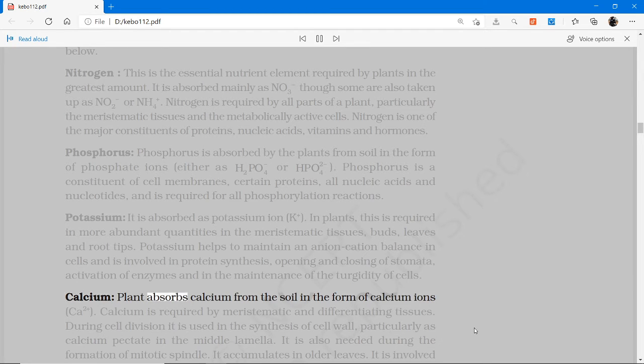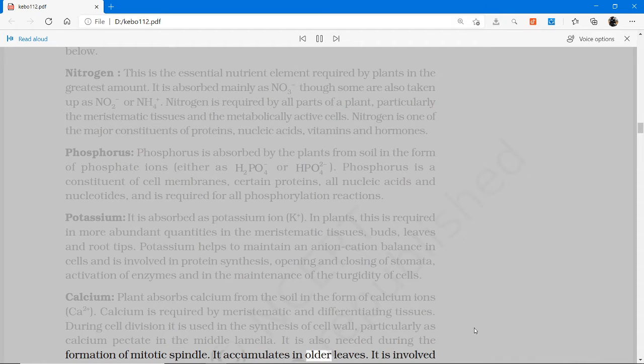Calcium: plants absorb calcium from the soil in the form of calcium ions, Ca2+. Calcium is required by meristematic and differentiating tissues. During cell division it is used in the synthesis of cell wall, particularly as calcium pectate in the middle lamella. It is also needed during the formation of mitotic spindle.